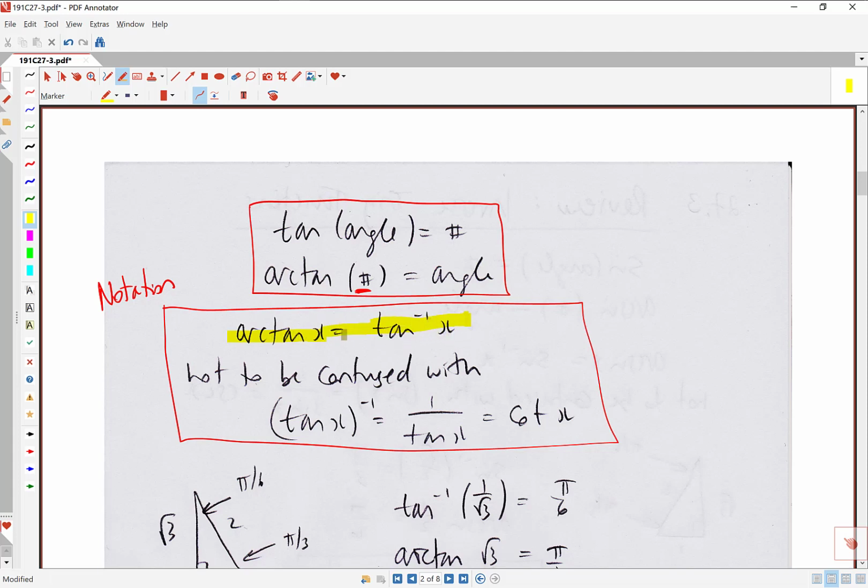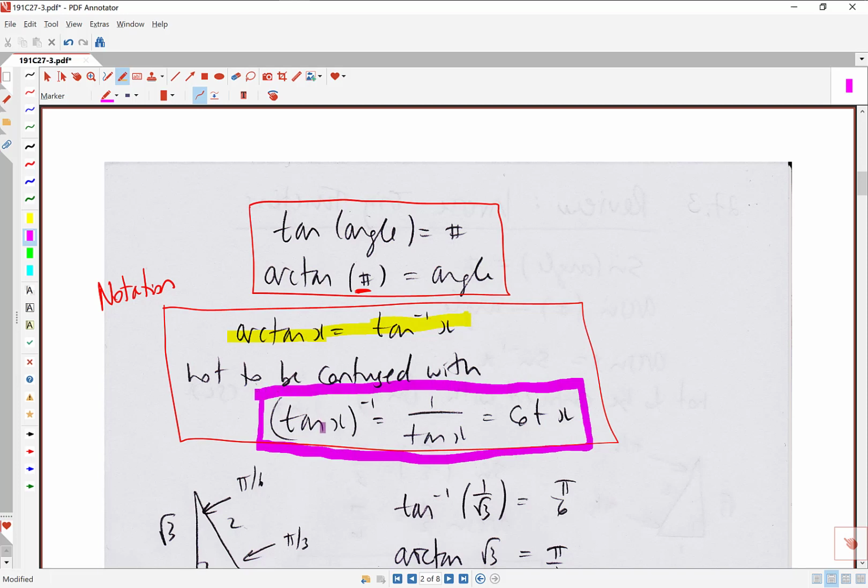So arctan of x, or inverse tan of x, is not to be confused with something very different. Let's put this other stuff in a different colored box. Completely differently, if you took tan x and raised that whole thing to the power -1, then you're just saying take the reciprocal of tan x. 1 over tan x can also be written as cotangent x.